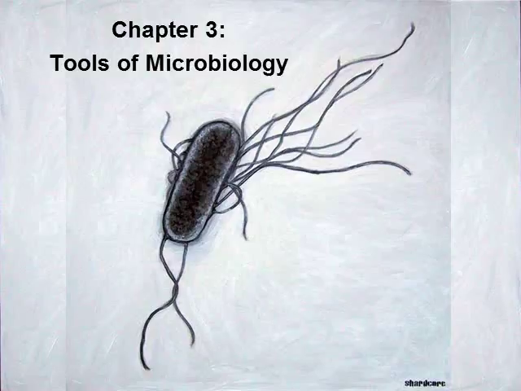This is part 2 of 2 on chapter 3, Tools of Microbiology. In the first part of this chapter, we looked at the different types of microscopes, properties of microscopes, and then we also looked a little bit at different types of staining. This part of the chapter is going to really focus on other parts of those 6 I's of microbiology.